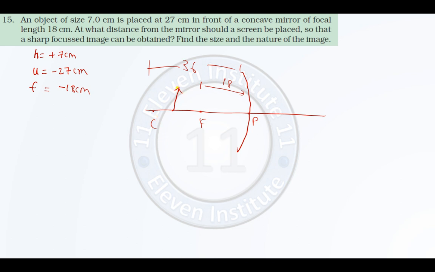Now if the object is between C and F, the image will be formed beyond C. Real, inverted and enlarged, beyond C. So the image distance that we will get, we have to find the image distance, that will definitely be larger than 36, and the answer will be negative also, as the image is also on the same side of the mirror. Right? Size of the image will be larger than the object. Nature of the image will be real and inverted. This is the case given to us.